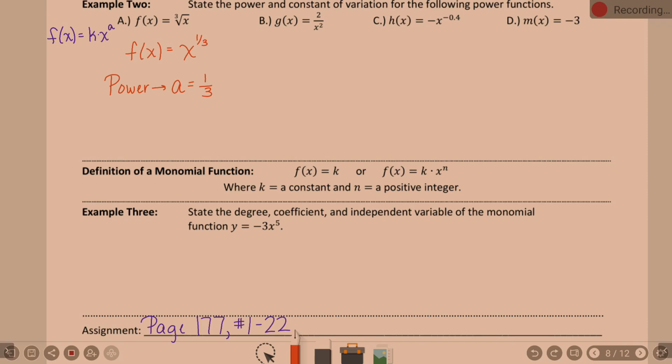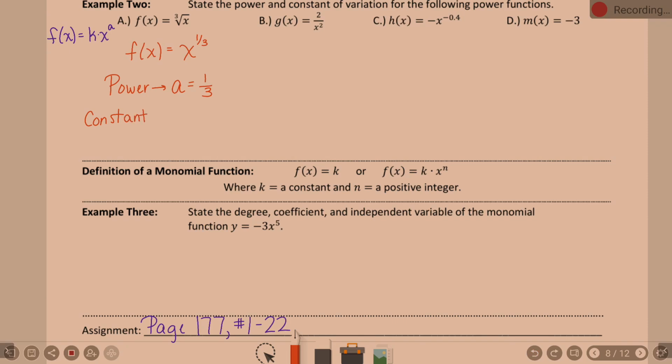The other piece of information they're asked for is the constant. Okay. Sorry, the BenQ kind of glitched.